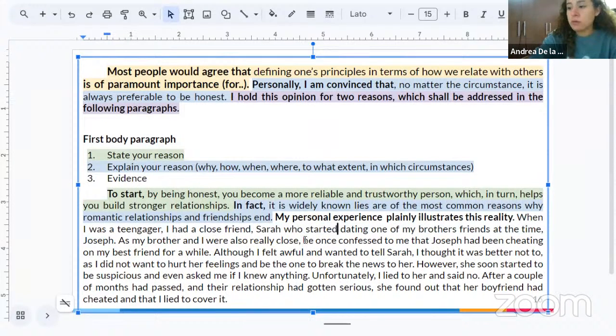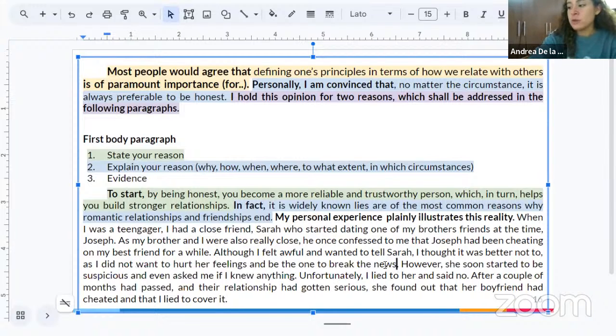Now, as my brother and I were also really close, he once confessed to me that Joseph had been cheating on my best friend for a while. Although I felt awful and wanted to tell Sarah, I thought it was better not to, as I did not want to hurt her feelings and be the one to break the news to her. However, she soon started to be suspicious and even asked me if I knew anything. Unfortunately, I lied to her and said no. After a couple of months had passed and the relationship had gotten serious, she found out that her boyfriend had cheated on her and that I lied to cover it. Okay, I think it's good, right? So those are the events.